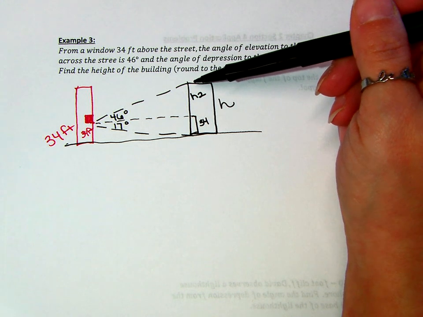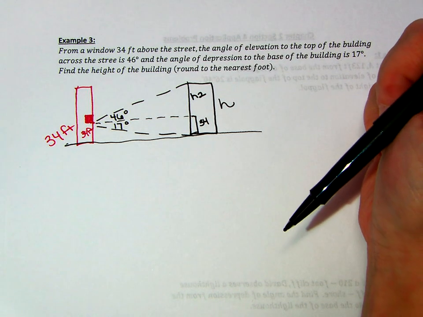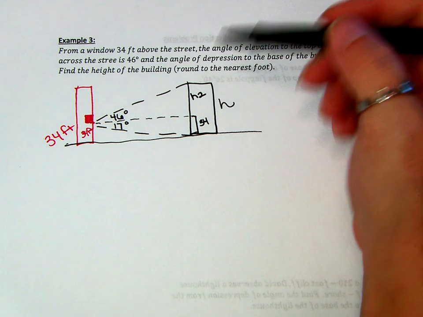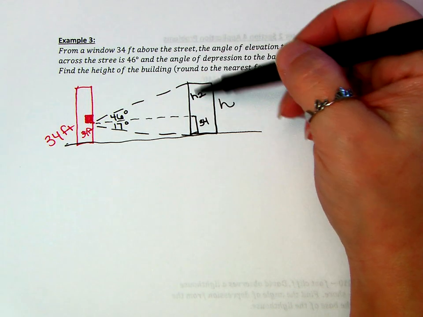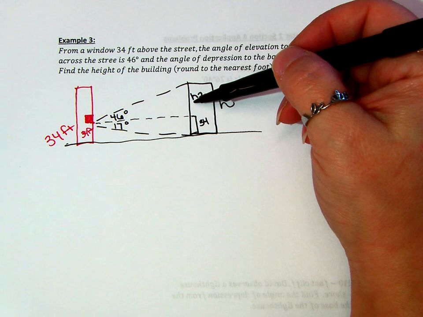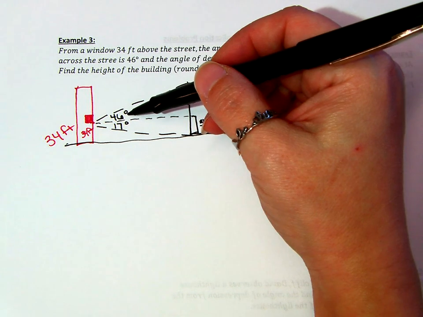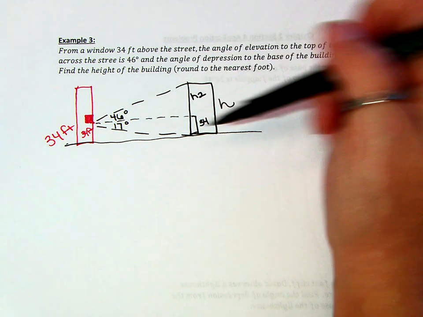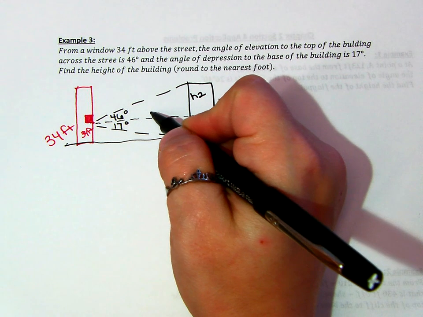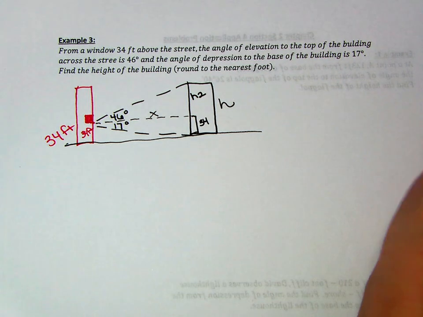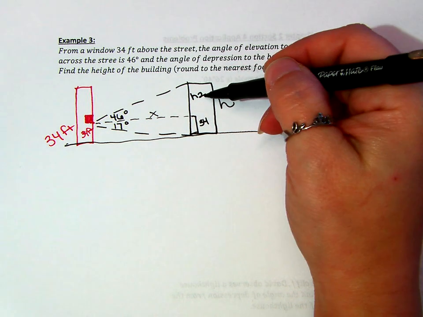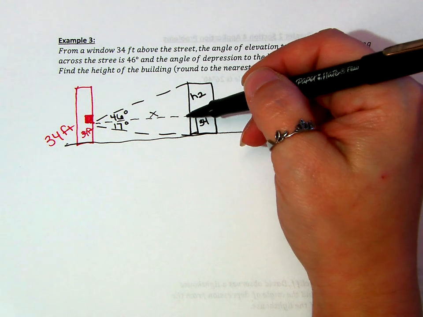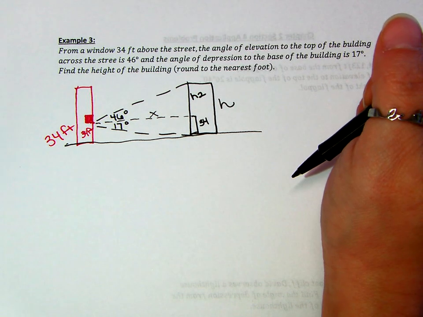Well, I don't know how to do that whenever I know the angle down here and the side down here, because I can't figure out this side length with only this measure. So what I'm going to need to do first is figure out how far away these buildings are. Because if I know how far away the buildings are, then I can easily figure out how tall this part is from 34 feet up. Okay? So how am I going to do that?